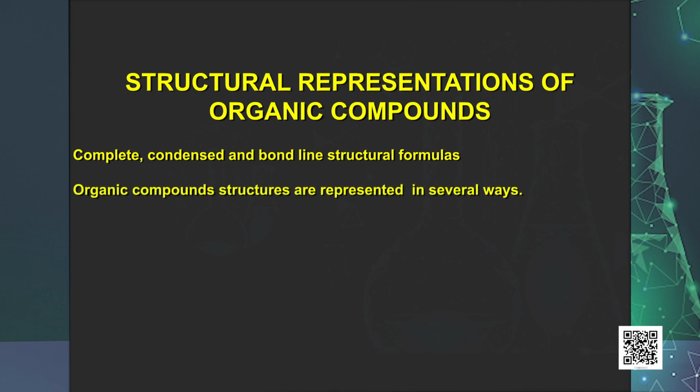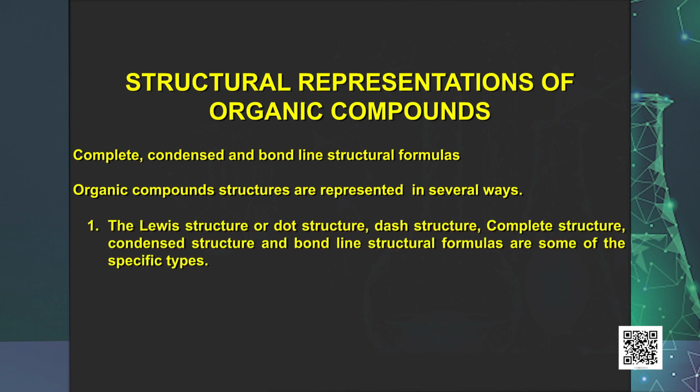Learners, structures of organic compounds are represented in several ways, namely the Lewis structure or dot structure, dash structure, condensed structure and bond line structural formulas are some of the specific types. Let us talk about Lewis structure. In Lewis structure, a bond between two atoms is shown by the pairing of two electrons, shown as two dots. How to draw Lewis structures? That you have already studied in Unit 4, Chemical Bonding and Molecular Structure.